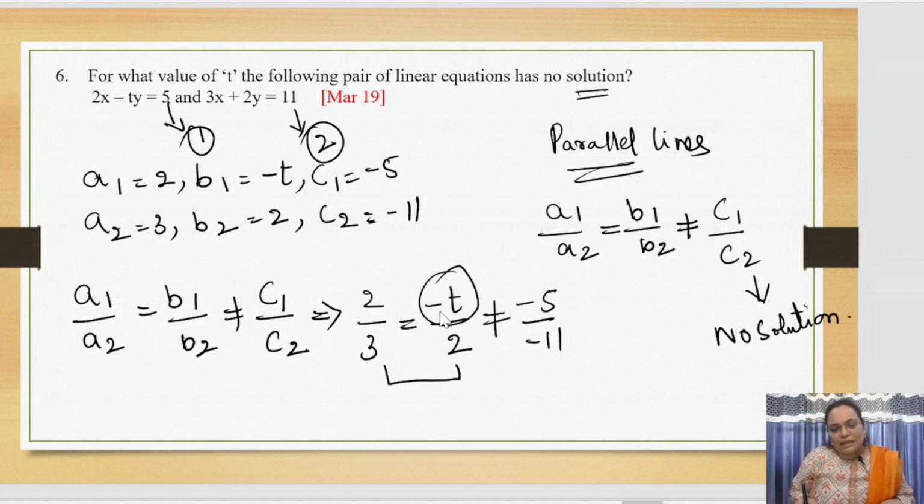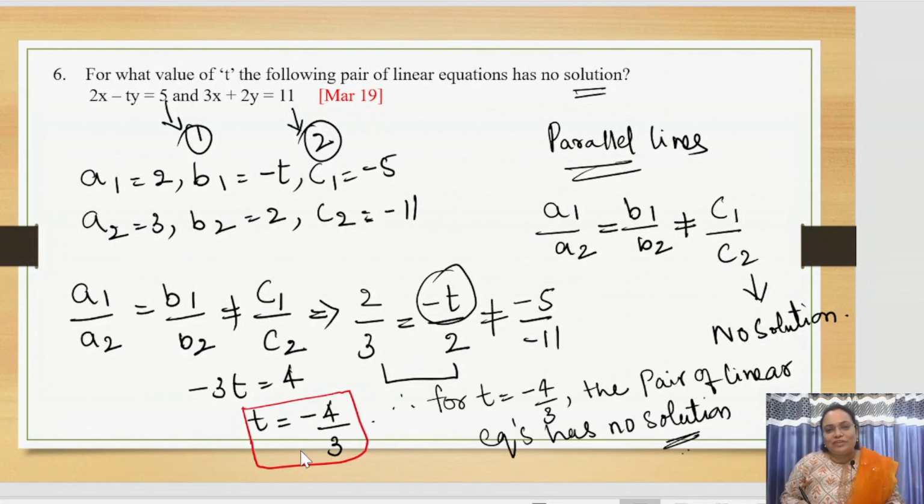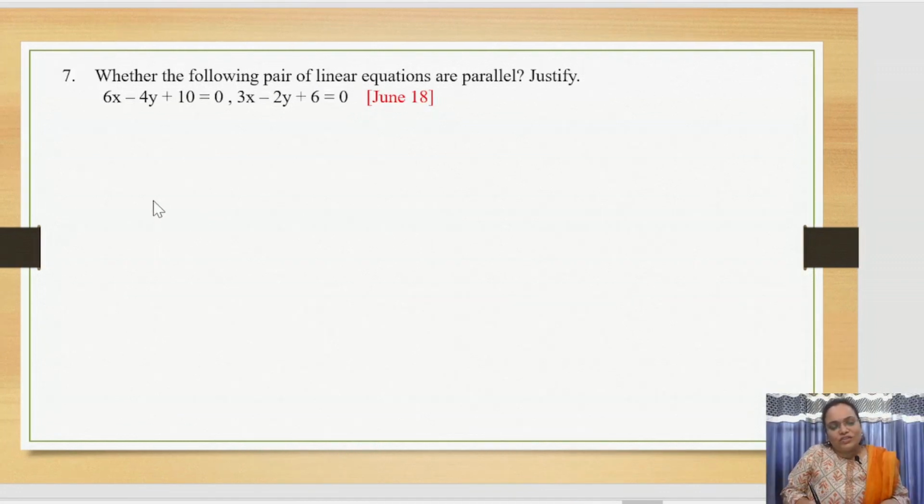When you cross multiply, you will get −3t = 4. t = −4/3. So we have got t = −4/3. So we can say that for t = −4/3, the pair of linear equations has no solution. Okay. So let us see the next question.